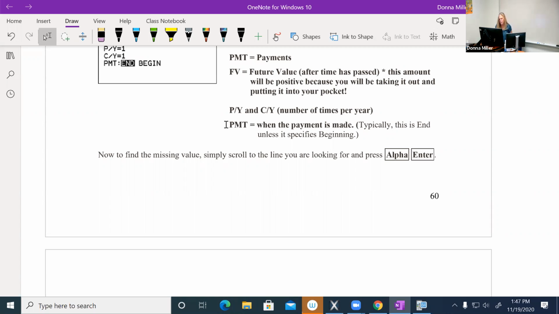And payment, you don't want to change it. It's going to be set at end. You need to make it set at end. You don't pay something up front; you pay it at the end of the month. So keep it at end and you're good. That will never change. This should stay at end right here. It should be darkened.